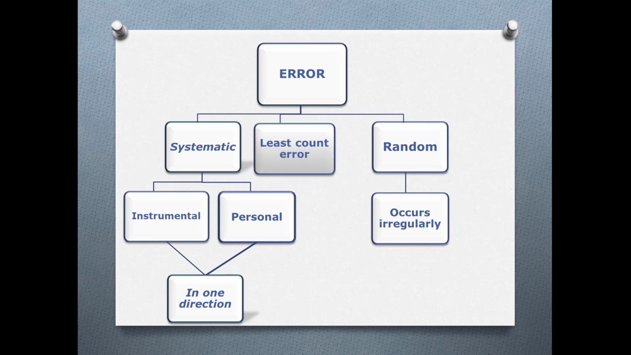And another type of error may be least count error. What is least count error? Least count is basically the smallest value that can be measured by the measuring instrument. It is called its least count, and we can only calculate the value up to least count. If we are having less resolution of the instrument, then what will happen? We cannot measure value more accurately. So it will create an error in the measurement.